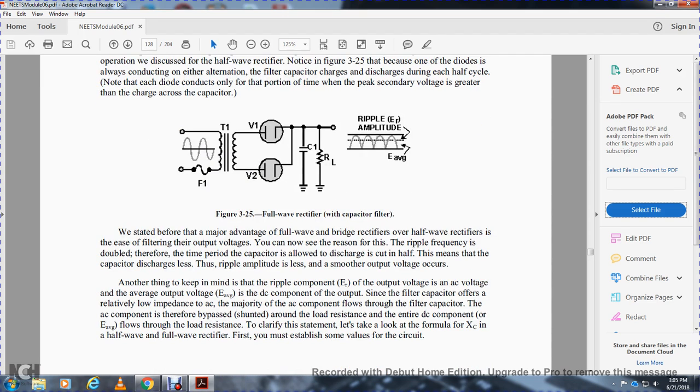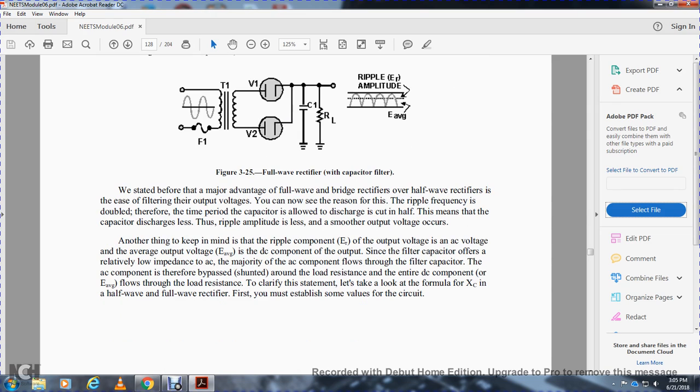We stated before the advantage of the full-wave bridge rectifier over the half-wave rectifier: easing the filtering of the output voltage. Now you can see the reason. The ripple frequency is doubled, so the time during which the capacitor discharges is cut in half. Therefore the ripple amplitude is less, and a smoother output voltage occurs.